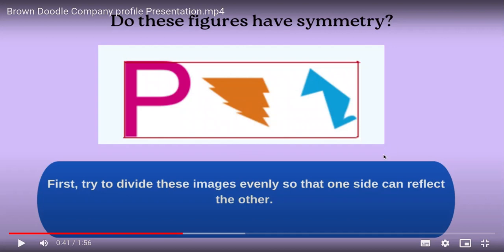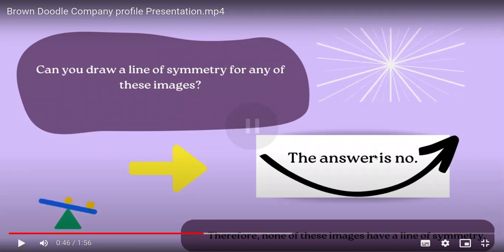Do these figures have any symmetry? I just want to provoke their previous knowledge. So I first ask them to try to divide these images evenly so that one side can reflect the other. Then, obviously, students try, and I ask them, can you draw a line of symmetry for any of these images? Obviously the answer is no, therefore none of these images have a line of symmetry.